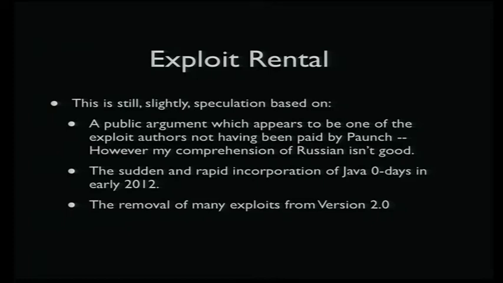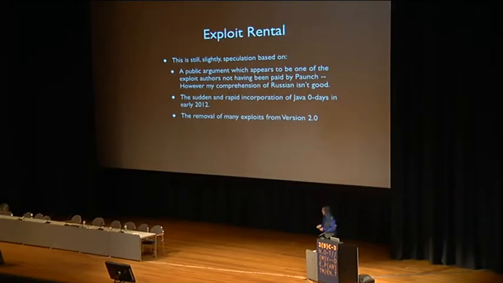But it would make sense that in the last 12 months or so, the Black Hole Exploit Kit suddenly got every Java 0-day, like that day, for months. But they haven't been lately. And also, a bunch of the exploits got taken out of version 2.0. It kind of makes sense if Paunch didn't want to pay the rent on those. So I know this is speculation. I haven't actually confirmed any of this yet.